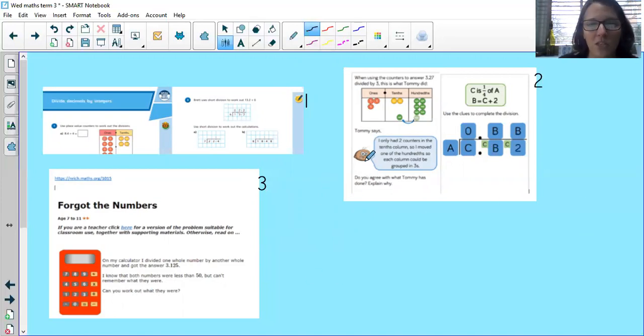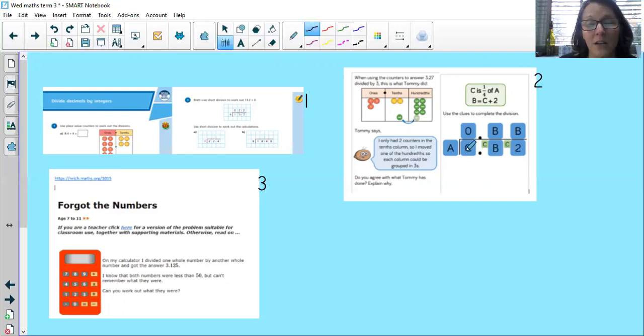Now, a few words about the sheets. So this one here, can you see this? C is a quarter of A, B equals C plus 2. Use the clues to complete the calculation, to complete the division. That's a tricky one. What you have to do is try different numbers in the place of the letters. And you know that for B, it's going to be the same number.